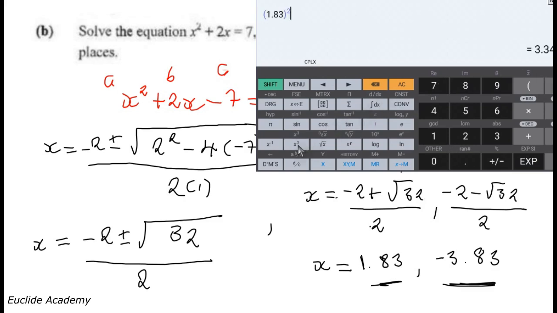1.83, and we square that, and then we say that is plus 2 times, okay, x should be 1.83, and then we say minus 7, right? Minus 7. Okay, so I told you that we should get something close to 0. So it says 0.0089. So it means definitely we are correct.